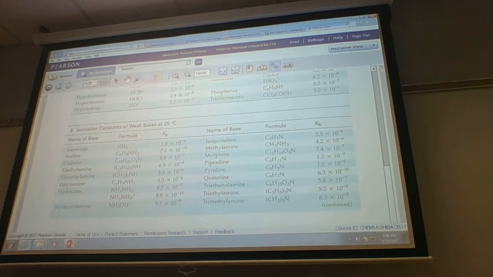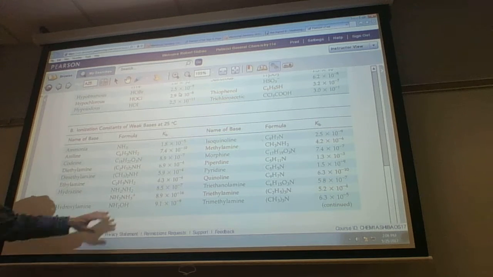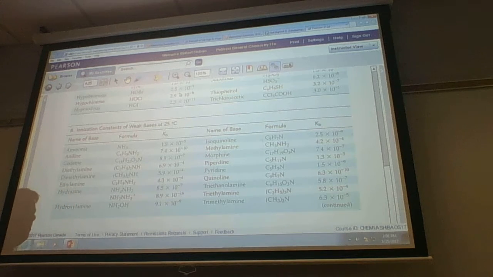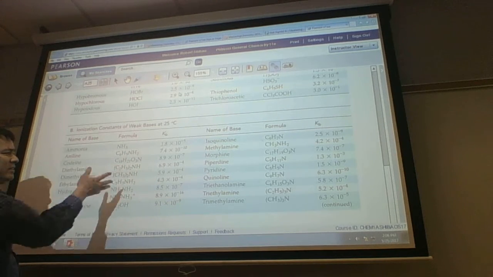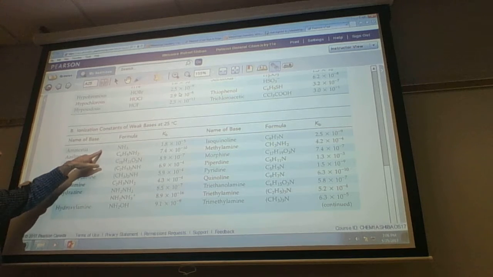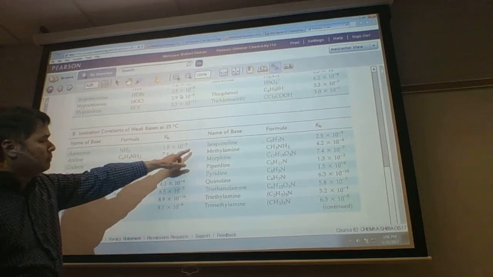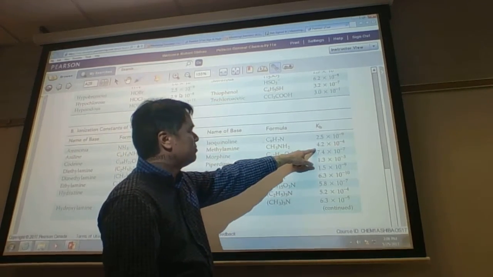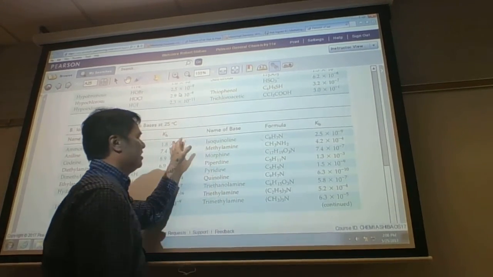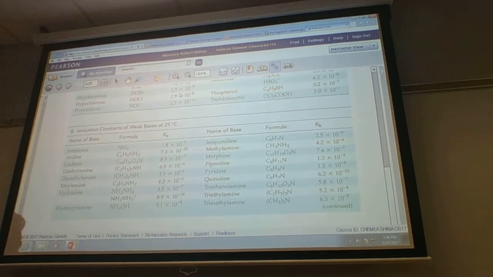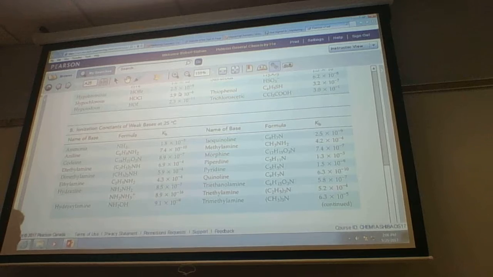All right. These numbers are just the regular linear, not the power numbers. So these numbers, the bigger this number is, the Kb, the more basic it is. So ammonia, 1.8 times 10 to the minus 5. Methylamine, 4.2 times 10 to the minus 4. So it looks like methylamine's about 10 times stronger, roughly, than ammonia.